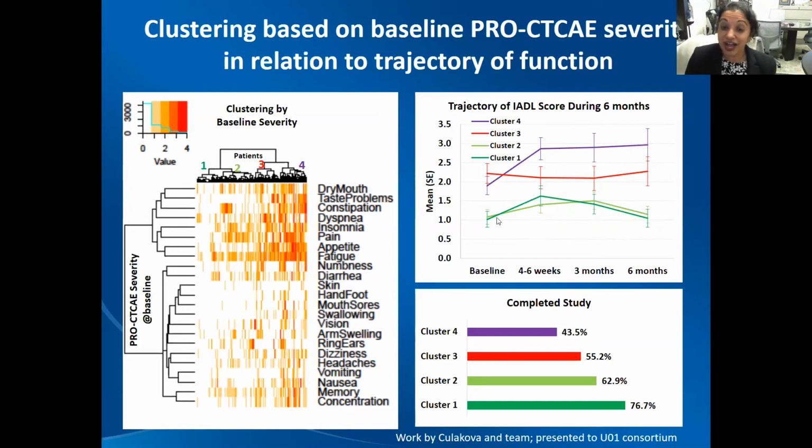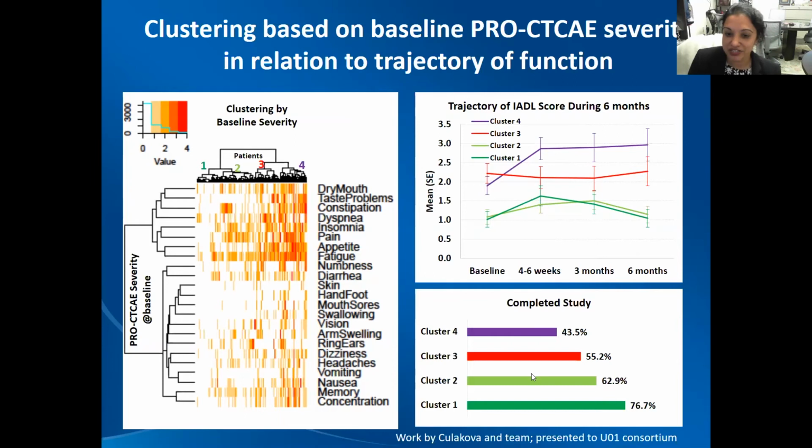The patients that had higher symptomatic burden, this is the purple and the red line on the upper right-hand graph, had a higher likelihood of having worse function over time. And in this slide, we're showing function using instrumental activities of daily living, which is a key patient-reported metric for older adults with cancer that measures the ability or likelihood of a patient living independently in a community. Whereas those patients with lower symptomatic burden didn't have as much functional decline.